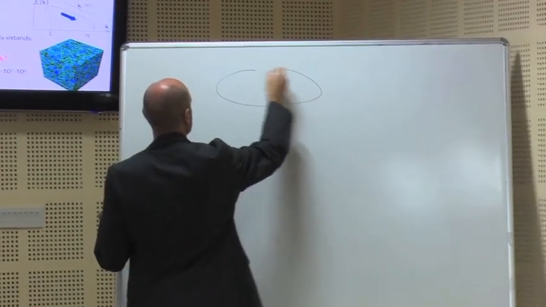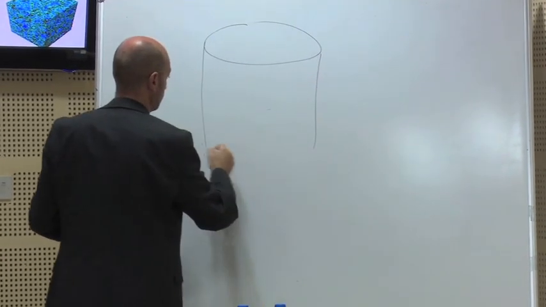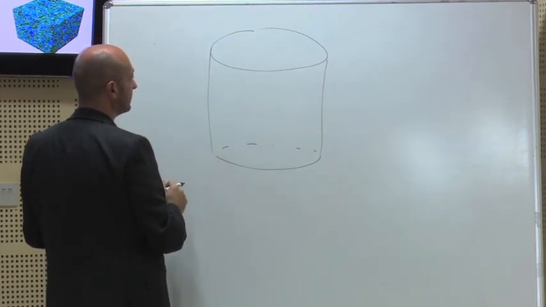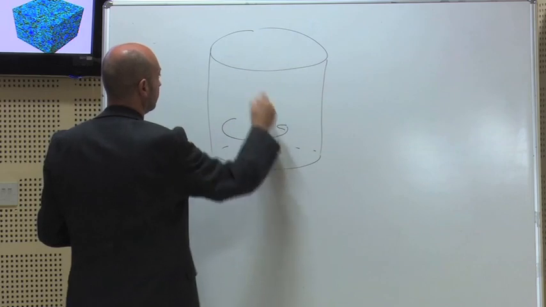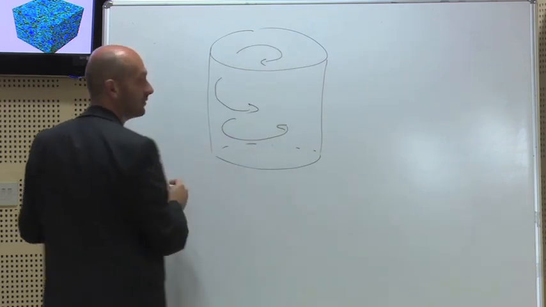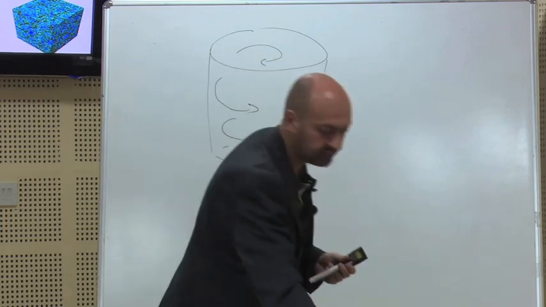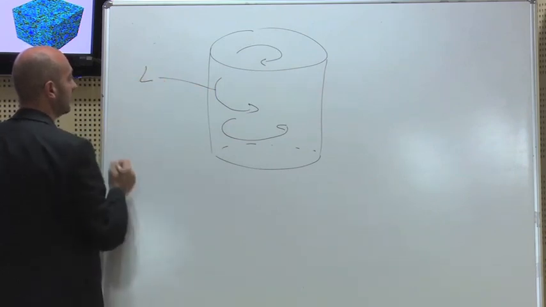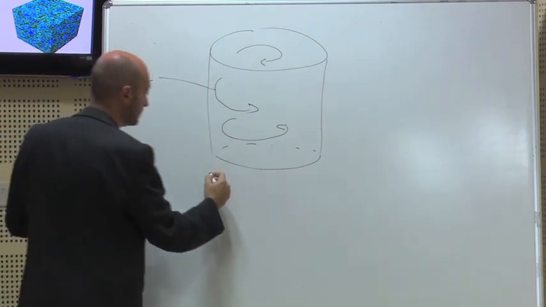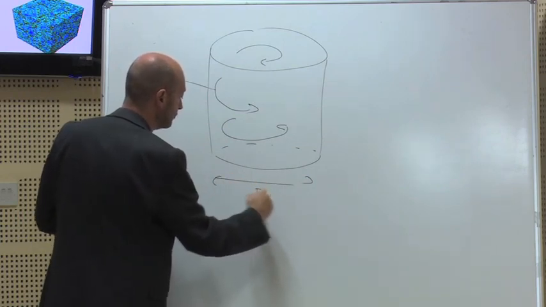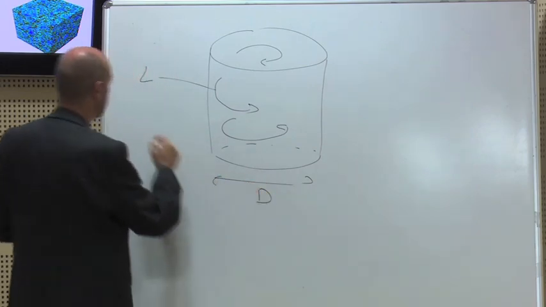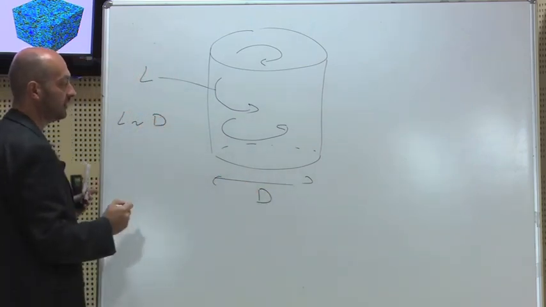So we have a turbulent flow. Let's say this is your container, your tank. Inside that tank, you will have big vortices, of the size almost of the container. This is what I call L, the length of the big vortices. It is in some way related to the diameter of your tank. So L is comparable to the diameter of your tank.